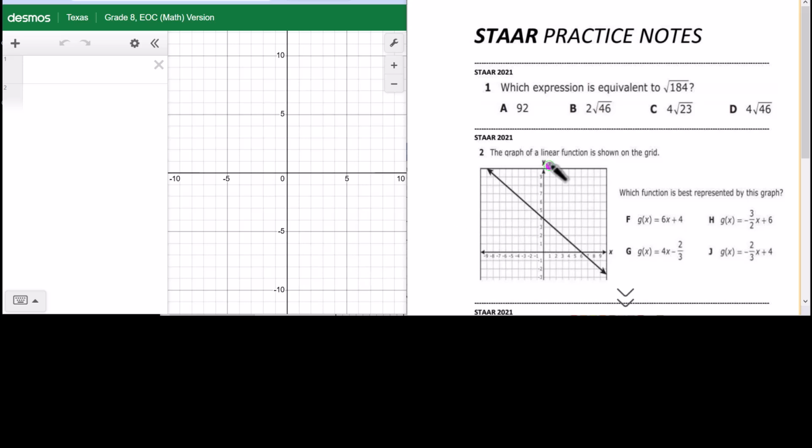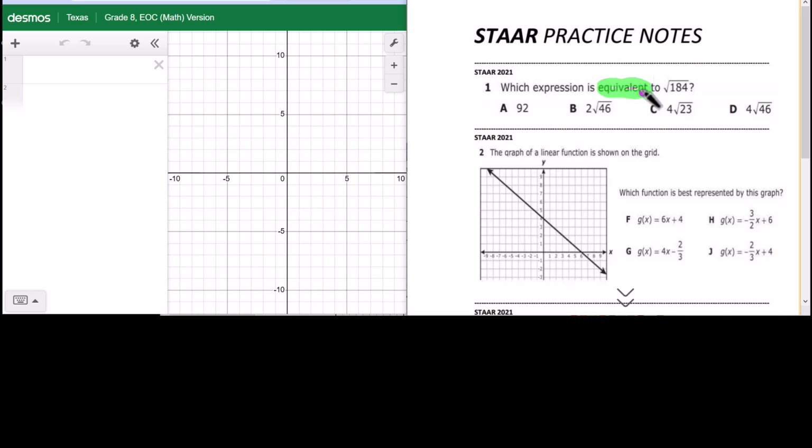Hello and welcome. In this lesson, we're going to try to demonstrate how to use Desmos in order to solve many of the STAR problems in a way that is efficient and quick, in order to help you for the STAR test. So first question comes from the 2021 STAR test, and basically the keyword that you need to look out for is equivalent.